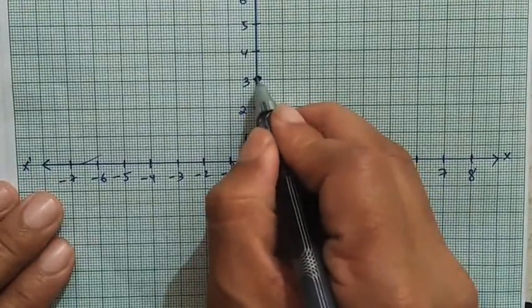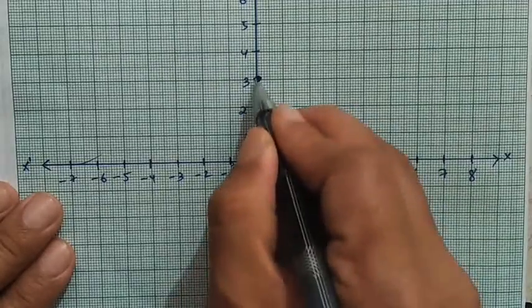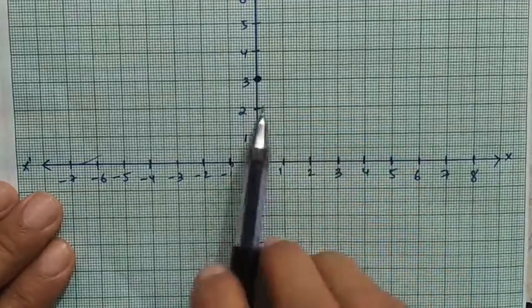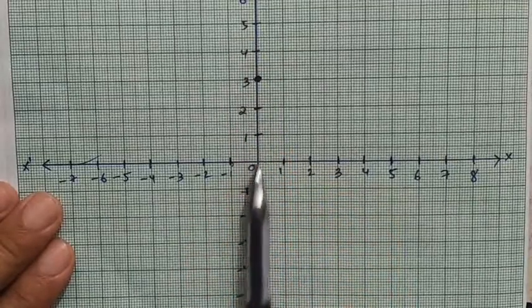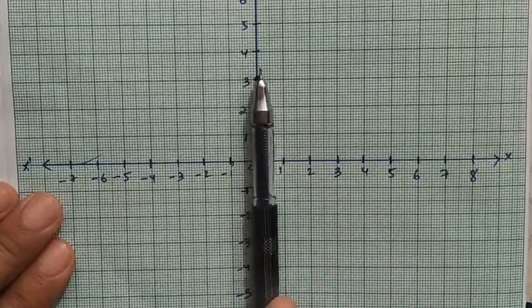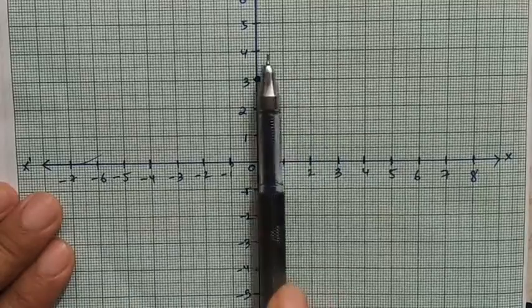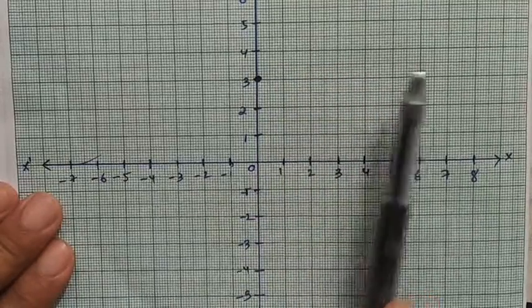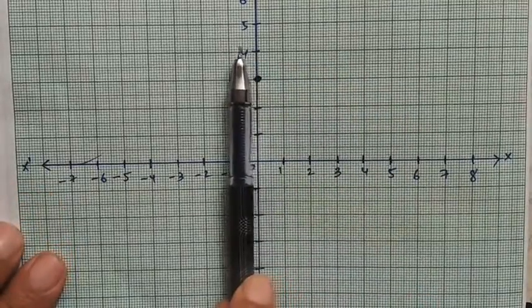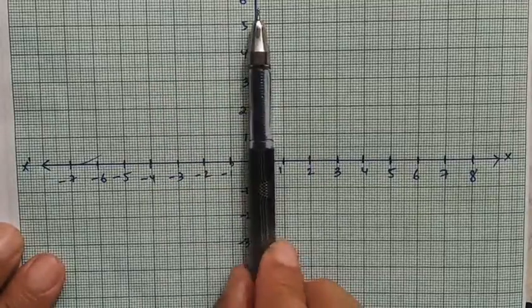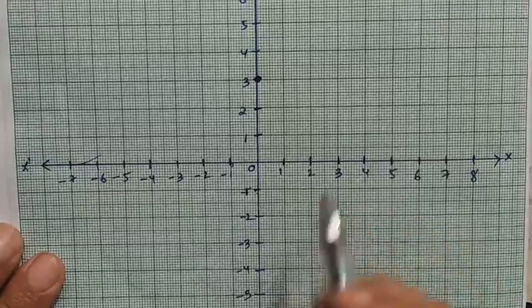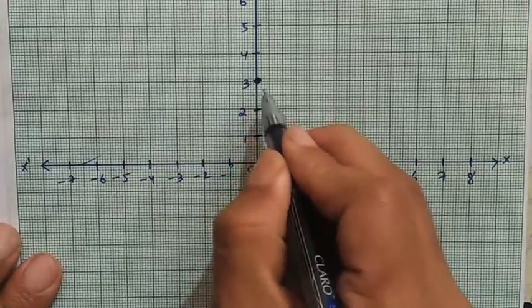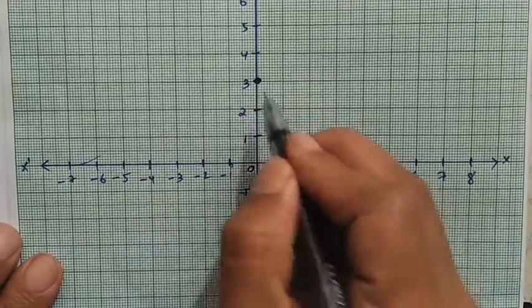Because at this point x is 0, anywhere on this line x is 0. If it goes to the right side, the x values will be 1, 2, 3, 4, 5. If it goes to the left side, they will be -1, -2, -3. But anywhere on the y-axis the x value is 0. So x is 0, y is 3. At this point x is 0 and y is also 3.